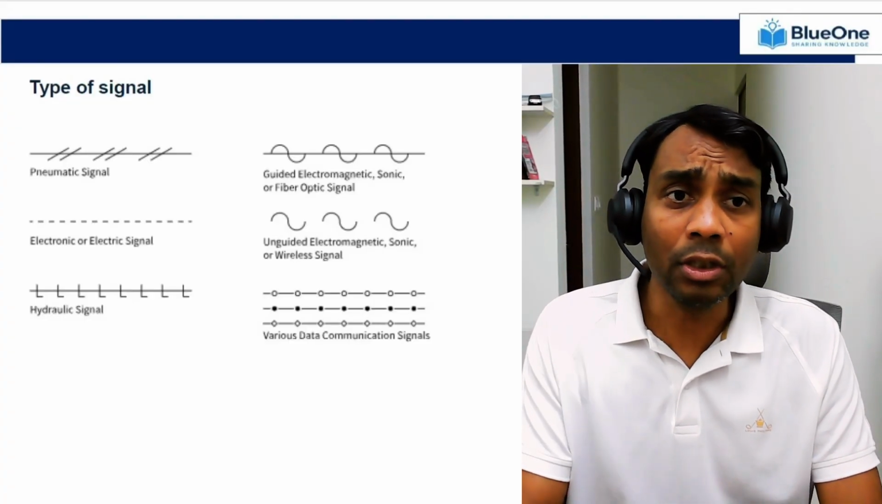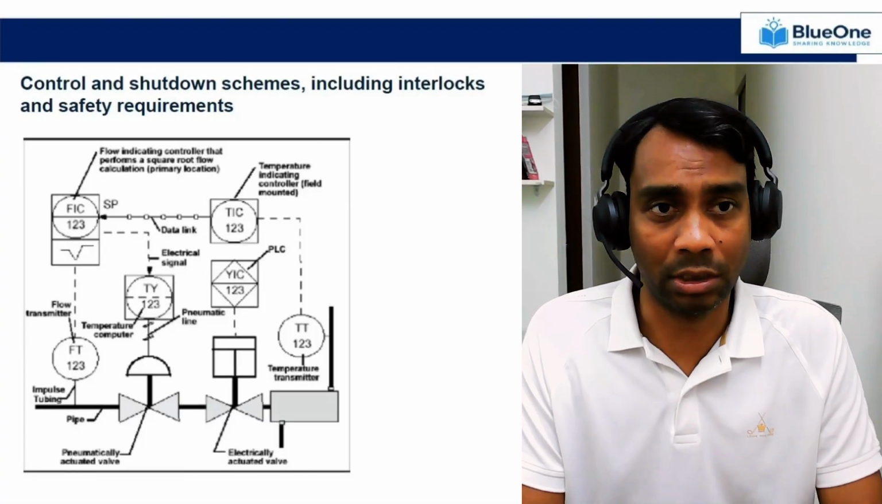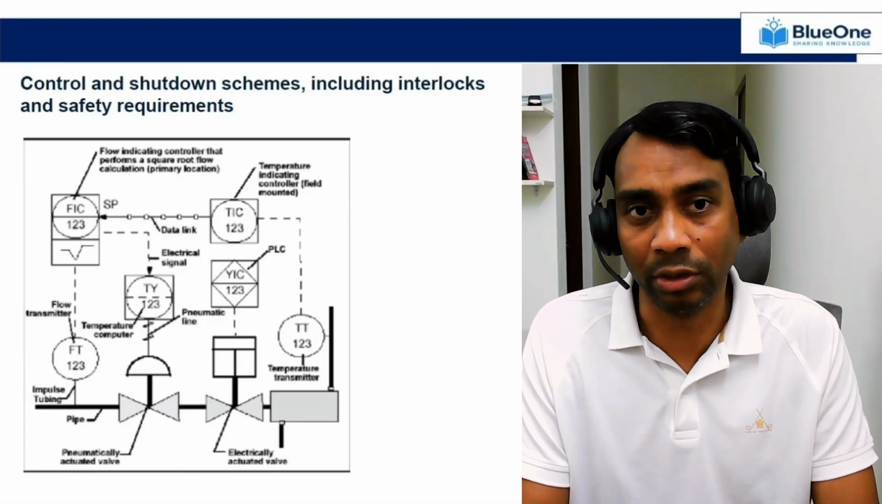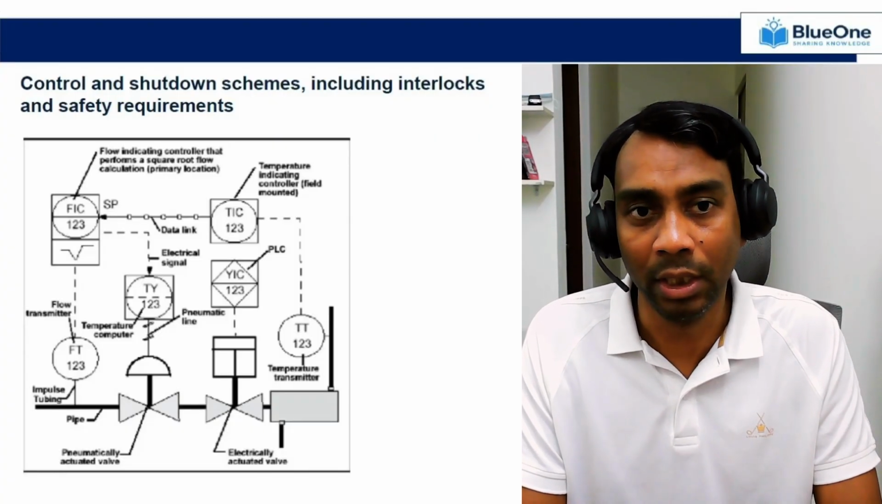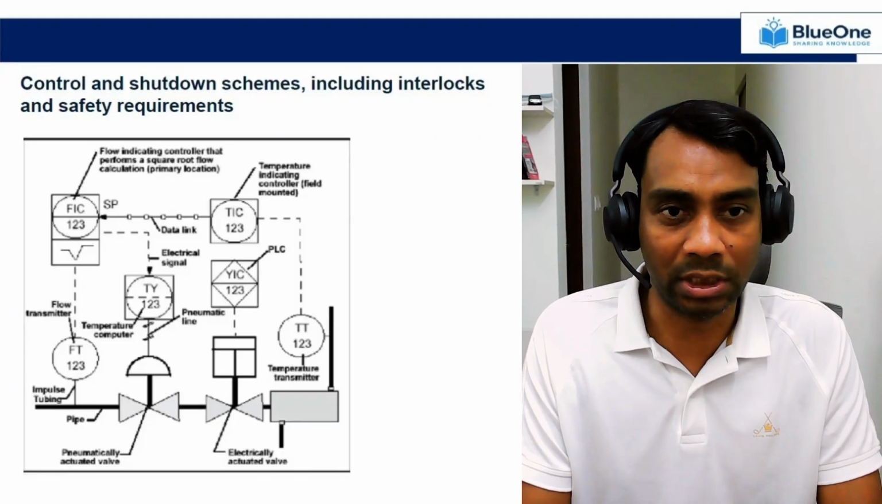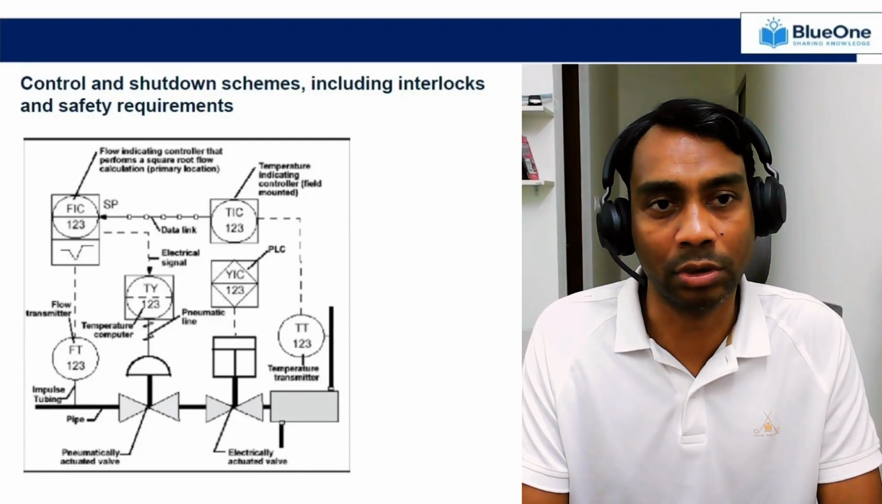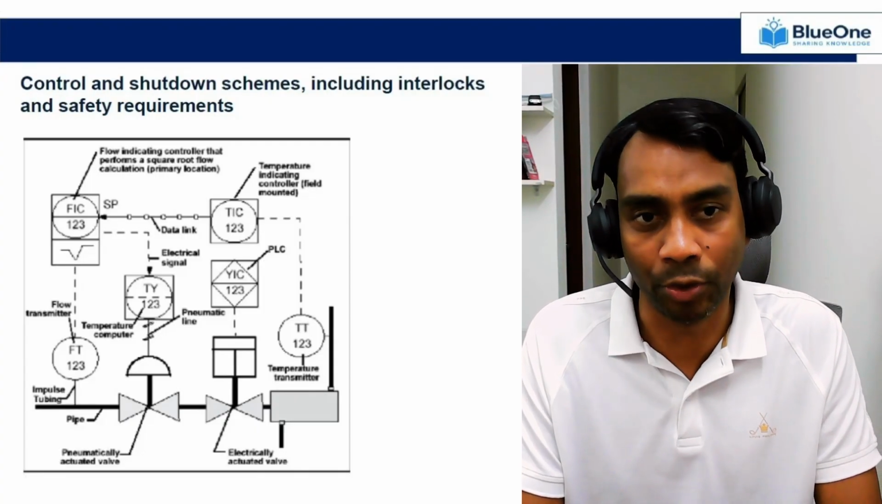So let me walk you through one of the control and shutdown schemes, which includes the interlocks as well as safety requirements, and you will see this type of closed control loop several times in your P&ID.